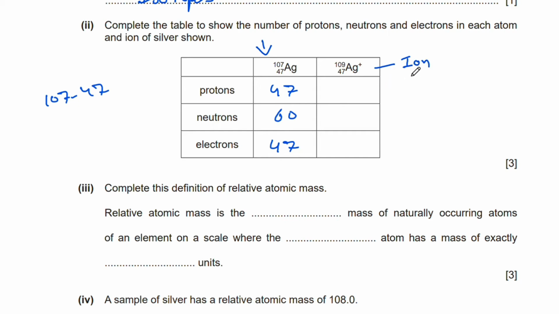Now this is an ion, proton will be 47, neutron will be 109 minus 47, so here the number of neutrons is 62. And the electrons: this is an ion which has a positive charge, that means they have lost one electron, so this will be 46.